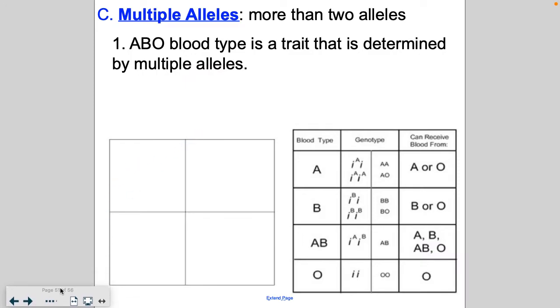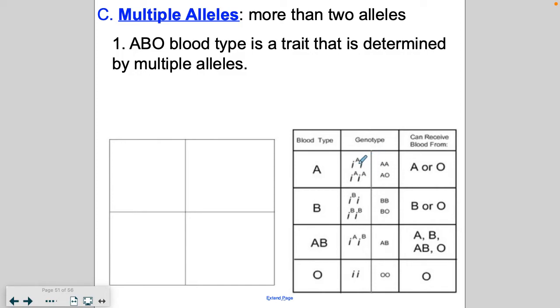All right, the third type of complex pattern of inheritance is called multiple alleles. And this is when you have more than two alleles for a trait. A very famous example of multiple alleles is ABO blood type in humans. Our blood type is determined by multiple alleles. So there are 4 different types of blood type: A, B, AB, and O. And these are the genotypes. You can see we have lots of different letters: IA, IB, and then just plain little i. And if you are blood type A, there are two genotypes that could make you A.